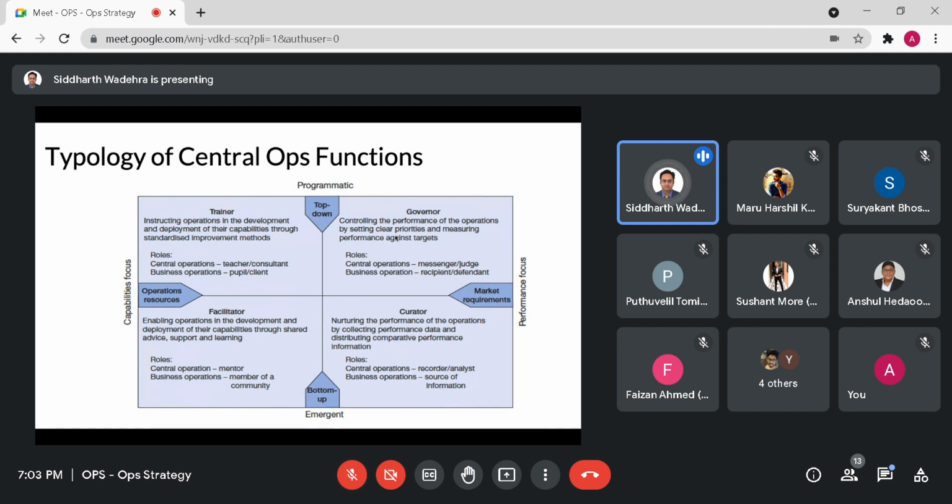In the curator role, you nurture the performance of operations by collecting performance data and distributing performance information with various teams, trying to understand.